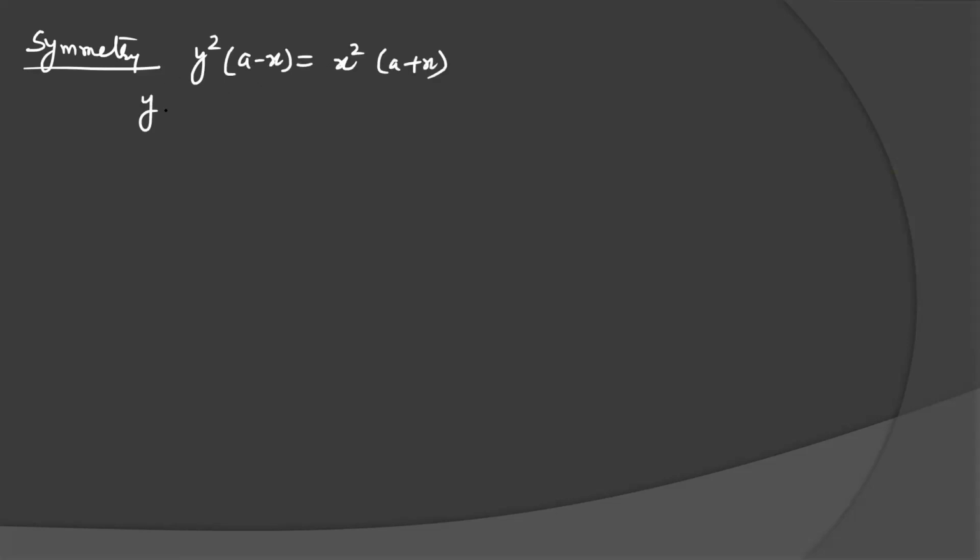Let's see now symmetry. y square (a minus x) equal to x square (a plus x). If you replace y by minus y, no change. So it is symmetric about the x-axis. But if you replace x by minus x, it will change. So you cannot say symmetric about the y-axis. Okay. Origin you have already checked.